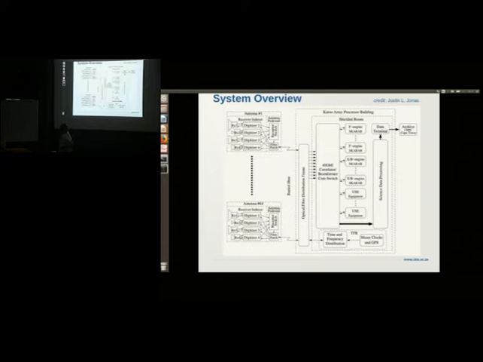An F engine is the fast Fourier transform. This is the unit that channelizes the data into different frequency components. The X/B engine: the X engine is the correlator, and the B is the beamformer.